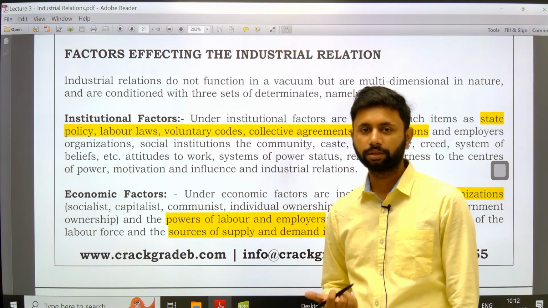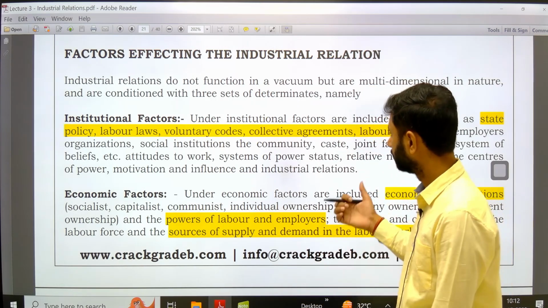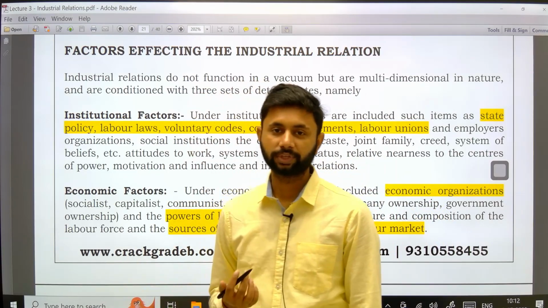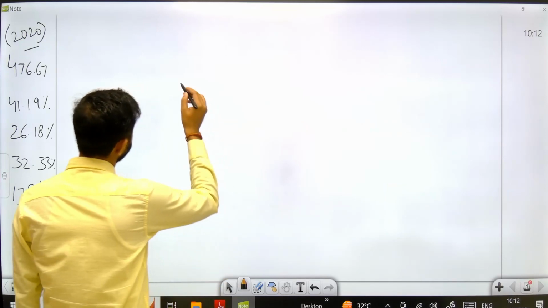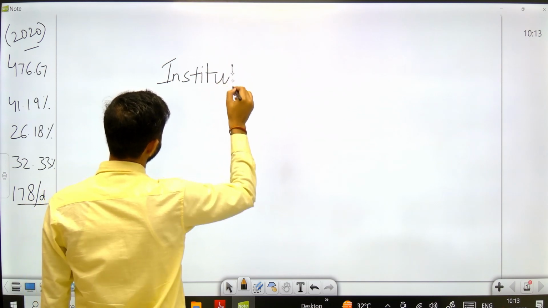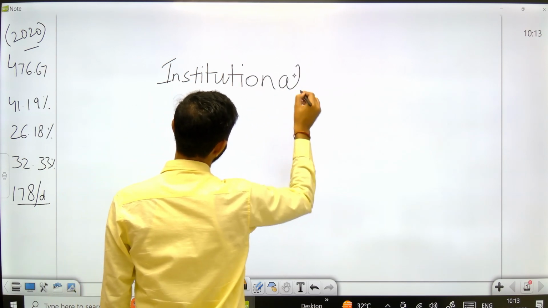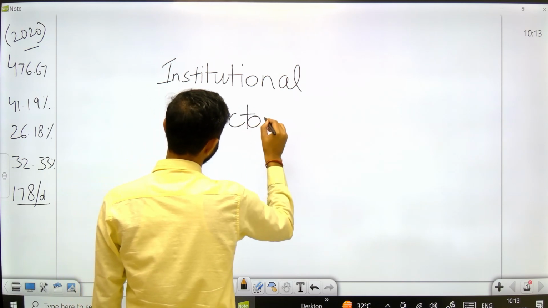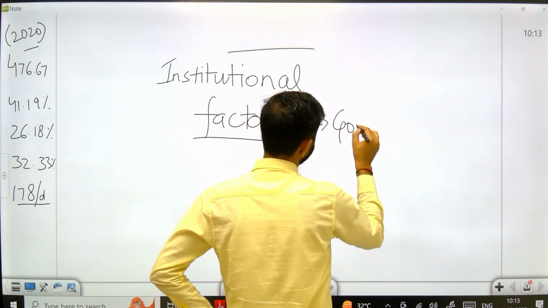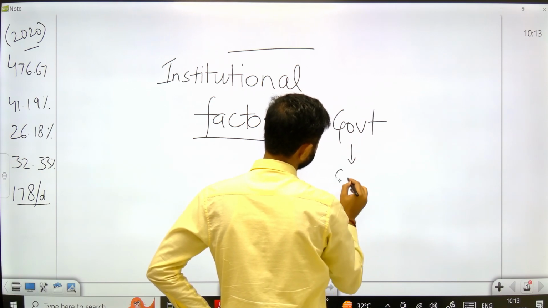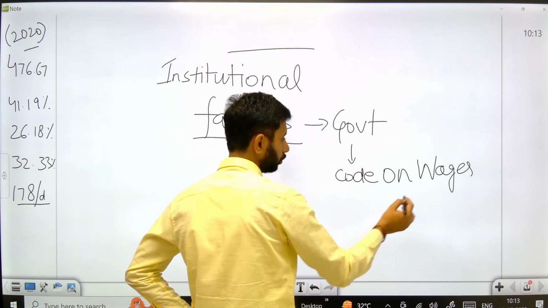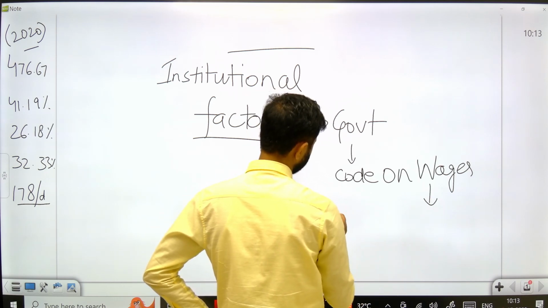Institutional factors such as independent institutions that govern the policies, the agreements, social institutions, community, government. So how do they impact industrial relations? We can discuss. Institutional factors. Suppose in institutional factors, the government has released various codes, like the code on wages. In it, the government has mentioned, suppose, a minimum basic income.